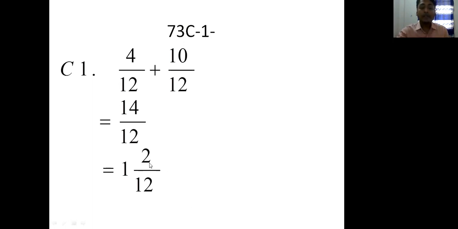Okay, so again after making the mixed number, we can see 2 and 12 can be divisible by 2 again. So if we divide by 2, here I didn't show which number, it will be 2. So finally we got the answer 1 whole 1 by 6. Okay, I hope you understood. So this will be our answer.